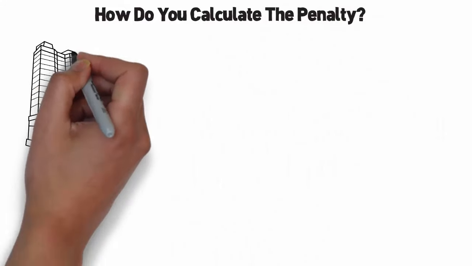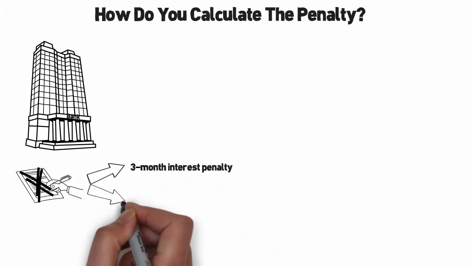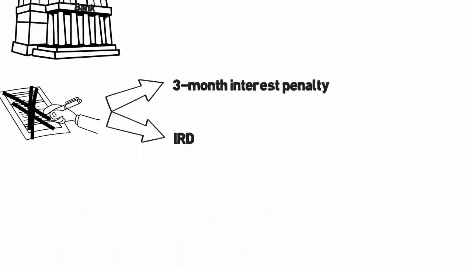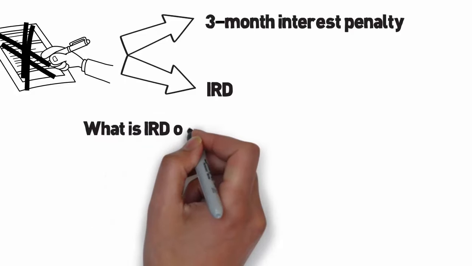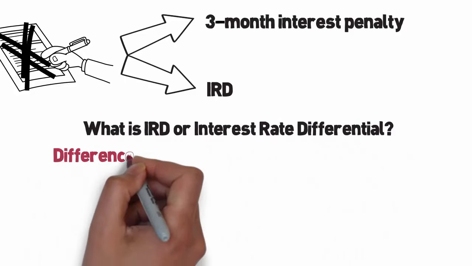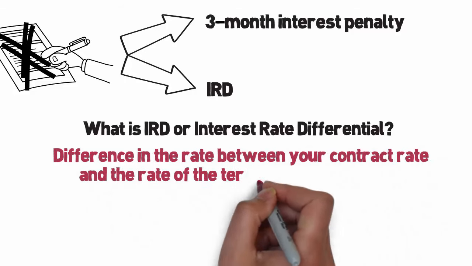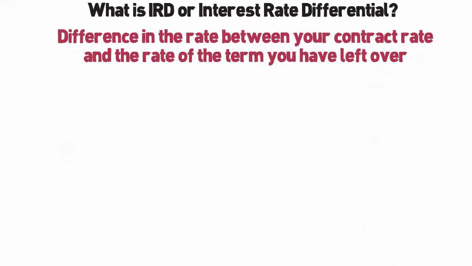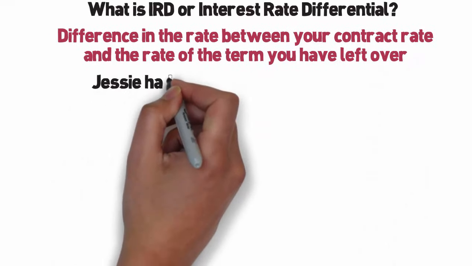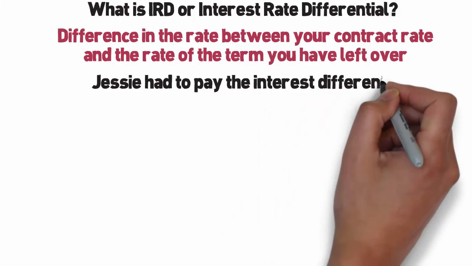Big bank answer: anytime you break your mortgage contract with any lender that is a fixed rate, you will be subject to either a 3-month interest penalty or IRD, whichever is higher. What is IRD, or interest rate differential? Well, in simple terms, it is the difference in the rate between your contract rate and the rate of the term you have left over at the time of discharging your mortgage. Bottom line, with the big bank, Jessie had to pay the interest differential.